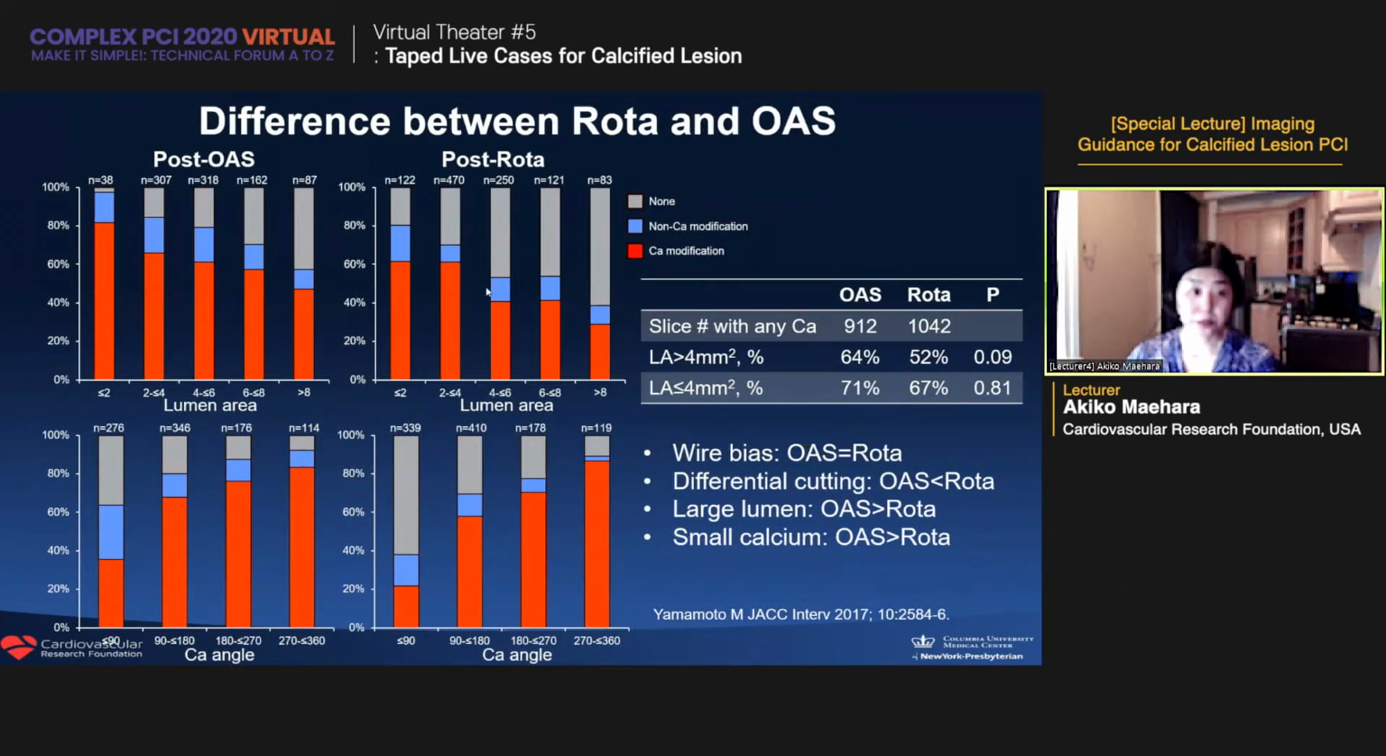We compare the rotor and orbital in terms of the effect, and 99% both devices work at the wire bias segment. Second, orbital is better if you have an intermediate size of lumen or the calcium is small. In terms of wire bias, in terms of differential cutting, it seems the rotor is a little bit better compared to the orbital.